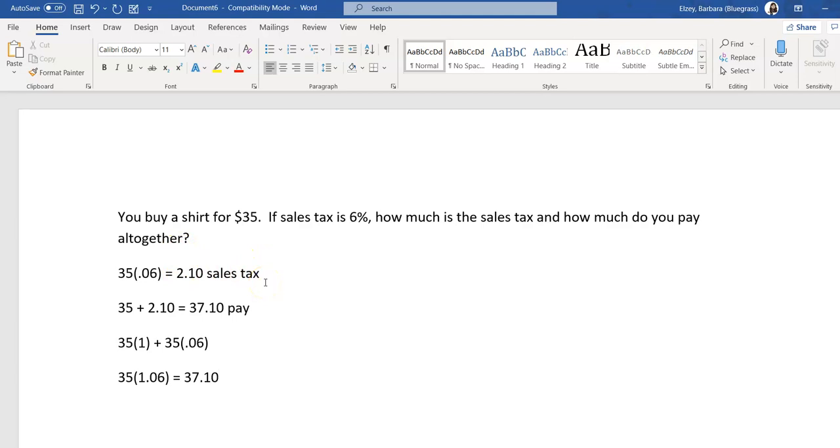Now, in this case, we really had to do two steps because we had to find out what our sales tax was first. But if we're only looking for the final amount that we have to pay after the sales tax, we can use this shortcut. So let's notice what this shortcut is. It's the original amount, that was our $35, times 1 plus whatever the percentage is as a decimal. So in the case of our percentage, it was the 6% or 0.06.